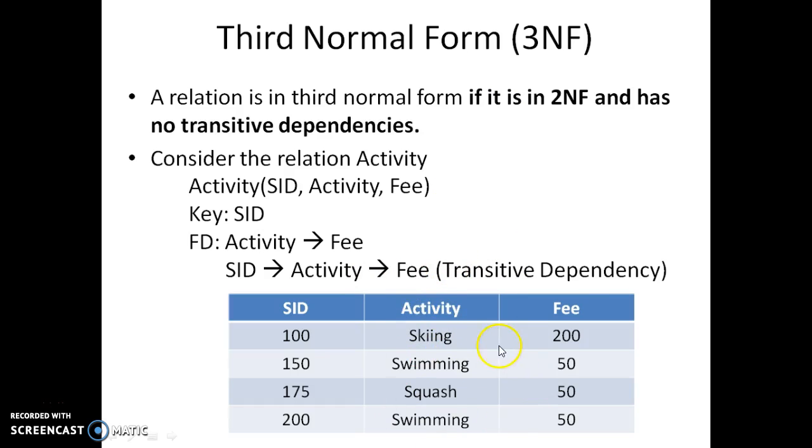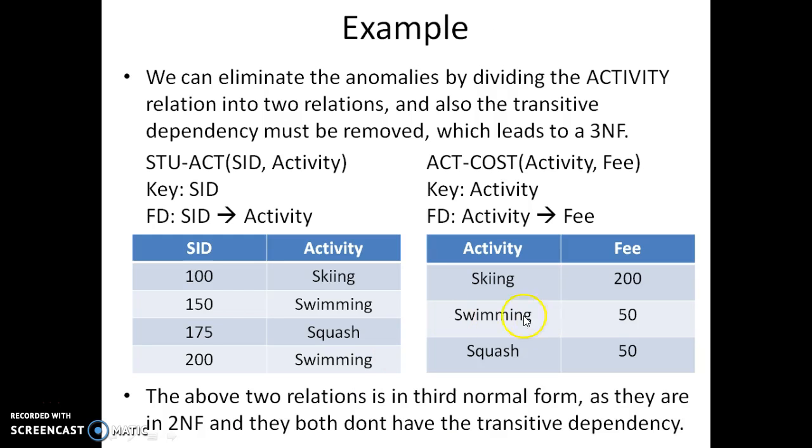And also this table is having various anomalies, that is insertion and updation. That's why we have to divide that table into two tables in the same way, that is student act and act cost table.